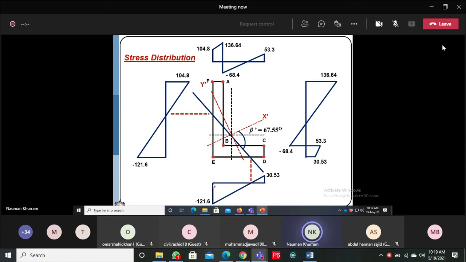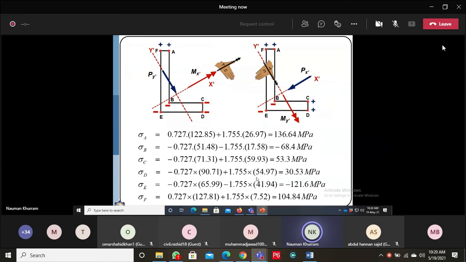Similarly, if you are plotting the stress profile from point E to D, first of all you need to sketch a reference line corresponding to 0 stress. At point E we have stress 121.6, so this I have sketched on the bottom side, and at point D the stress value is 30.53.